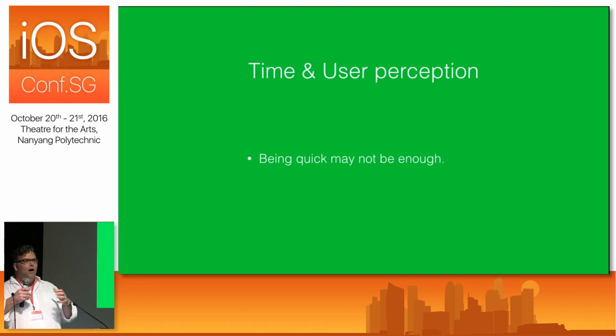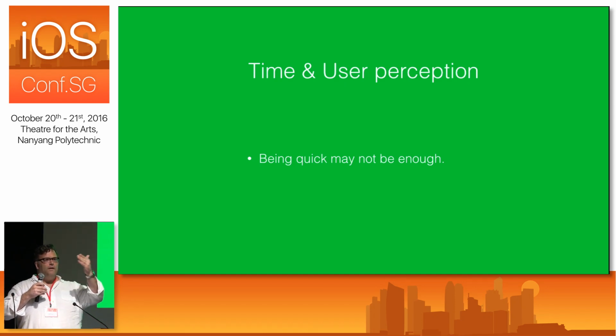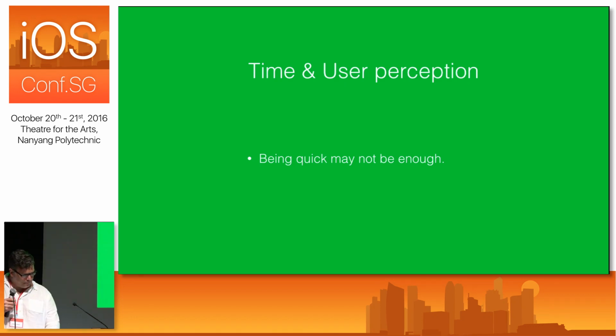So think about how the user is going to perceive what you're doing. If you can show something sooner and then have results trickle in, you can do that instead of showing an activity indicator.